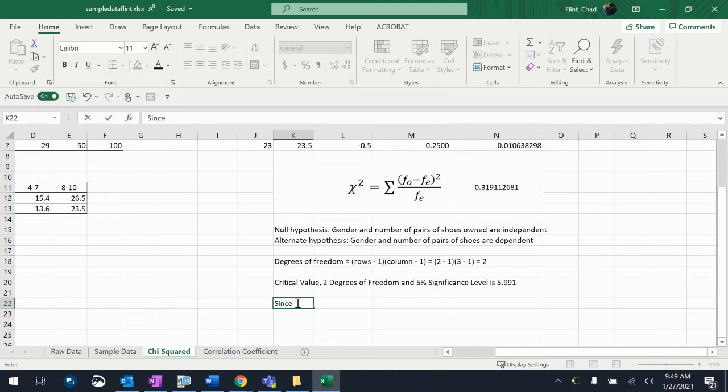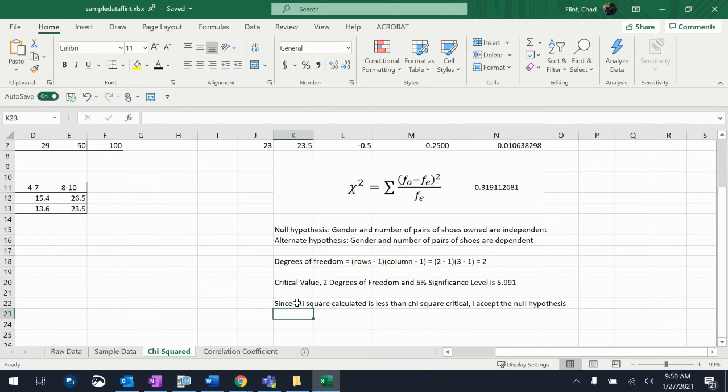I'm going to put down: since the chi-square calculated is less than chi-square critical, I accept the null hypothesis. And that will go in my conclusion when I'm finishing up this paper, so that it says this is what I found, so this is what actually happens.